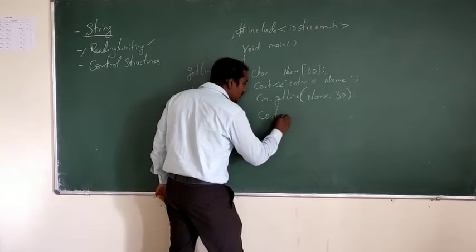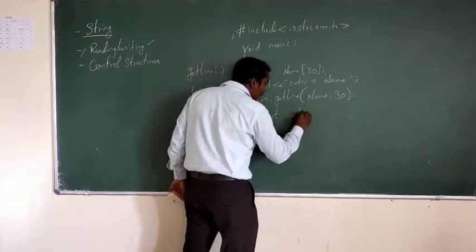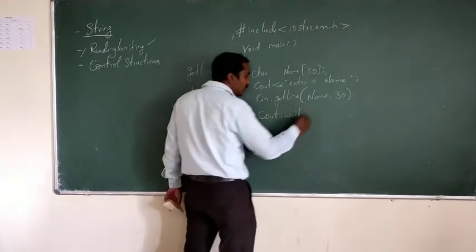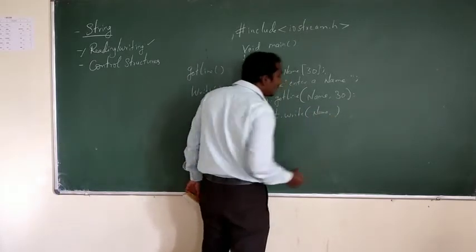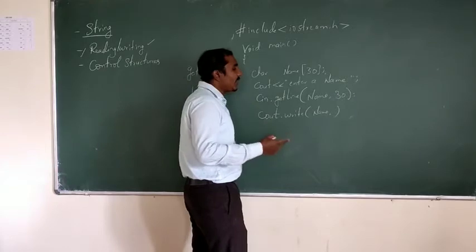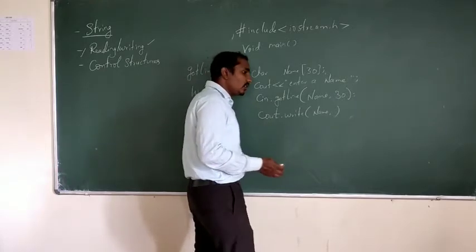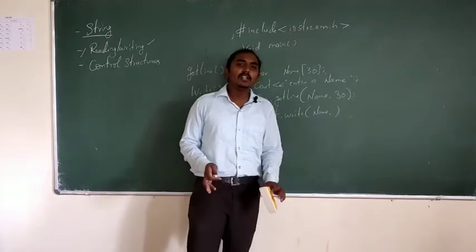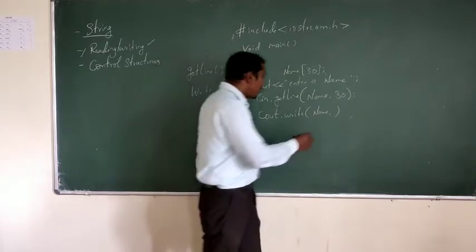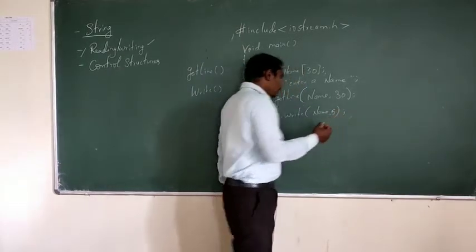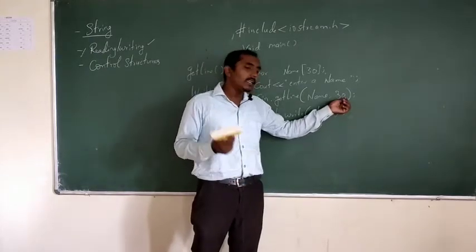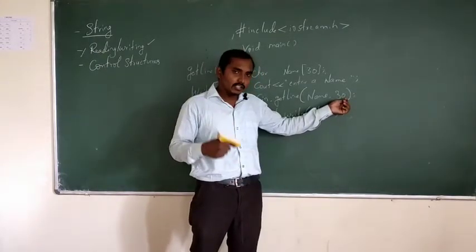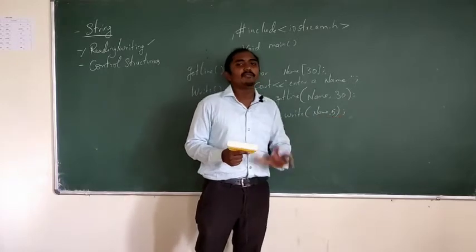After that I need to print that particular variable, name. So I'll be writing cout.write, and the variable name is name. Again, you can specify how many characters I need to print. Suppose I have taken 30 characters, I need to print only 5. In that case I can just write name comma 5. So out of the 30 characters we have taken as input, we will be printing only 5 characters.